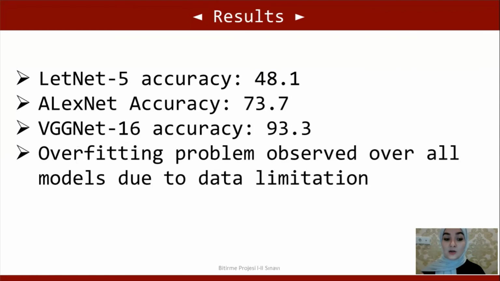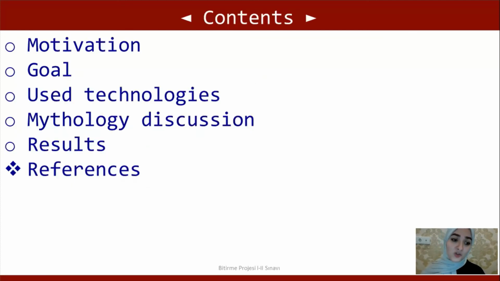It's important to mention that an overfitting problem was observed over all models due to data limitation. Actually, I applied the classification on Kaggle, and Kaggle gives limited memory and session time for users. So I couldn't go further. But I believe that if I could increase my data size, I will get better behavior for the loss and accuracy curves of validation and training, and I will get higher accuracies for each model, side by side with parameter tuning. Well, that's all from me.